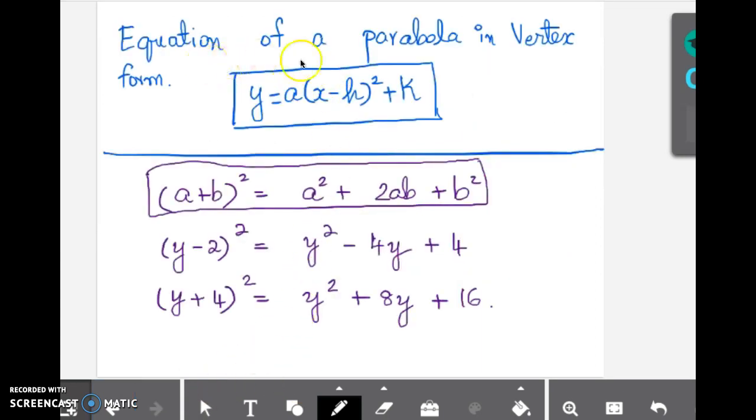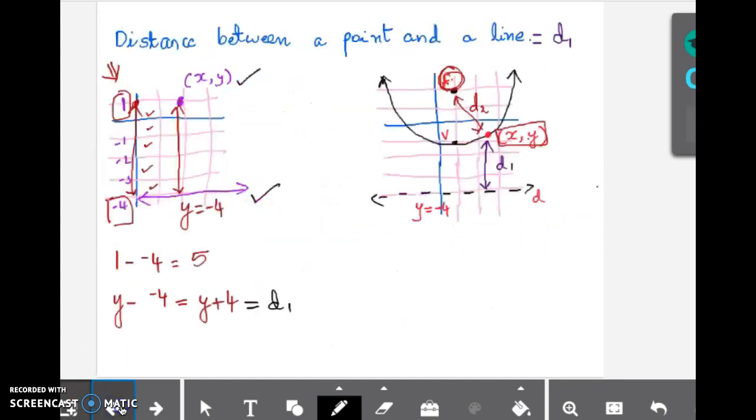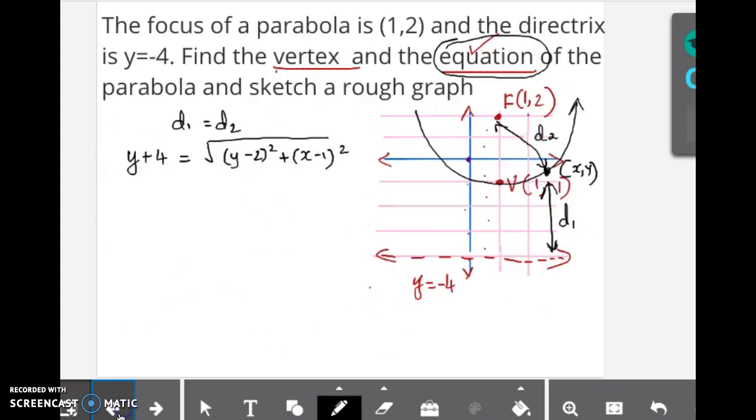Now we know that the equation of a parabola in vertex form looks like this. So my final answer has to look like this. I need to have y on one side equal to everything else on the other side of the equation. In order to make that possible, we have to simplify what we have here.